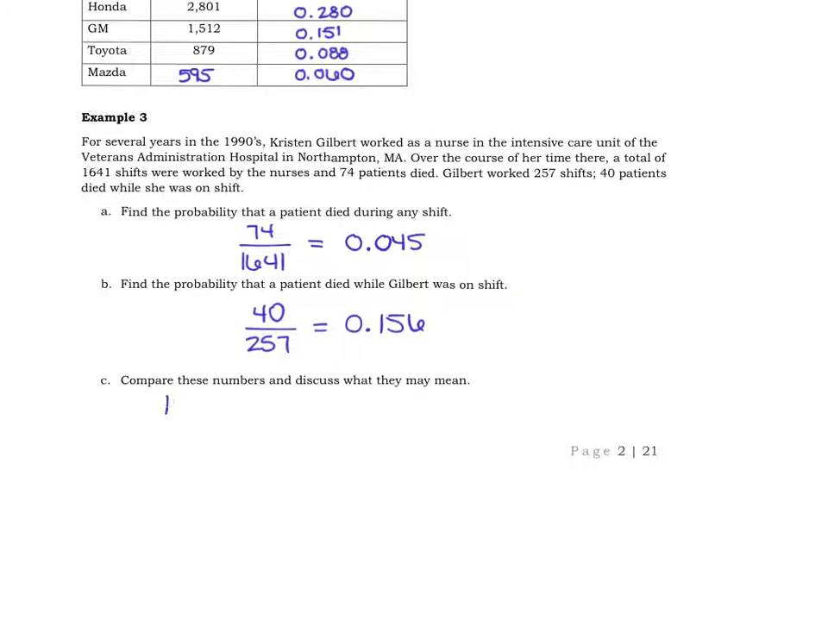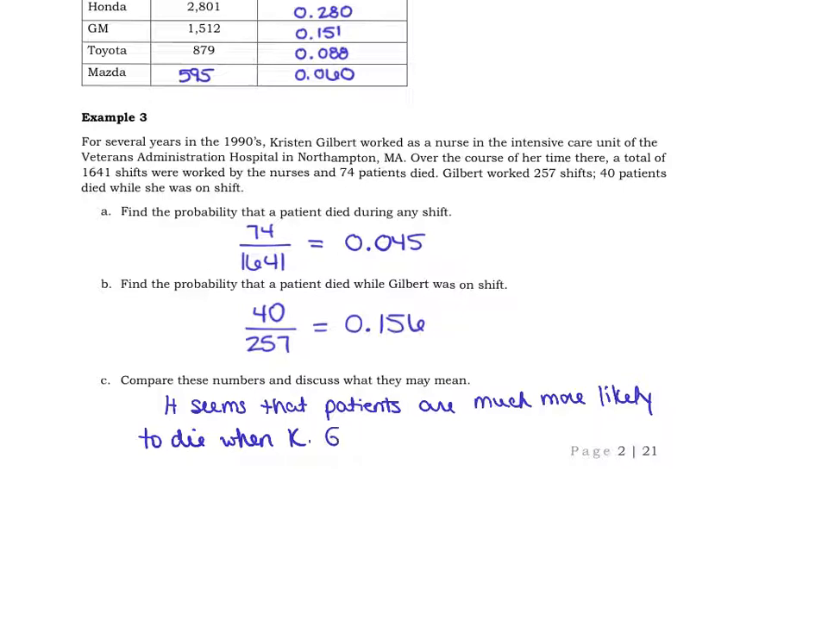It seems, based on what we've got there, that patients are much more likely to die when Kristen Gilbert was working compared to when she wasn't. Or not even so much that she wasn't working, but compared to the overall death rate.